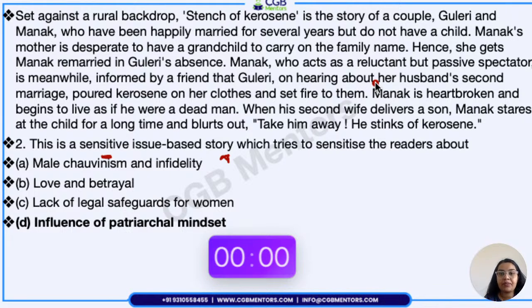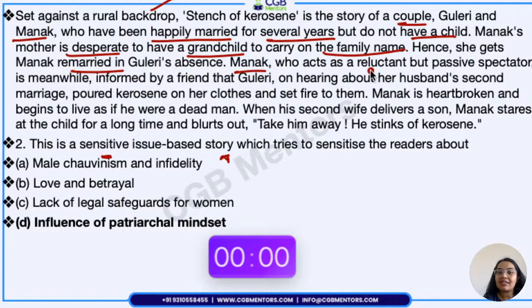Set against a rural backdrop is the story of a couple, Guleri and Manak, who have been happily married for several years, but they don't have a child. Manak's mother is desperate to have a grandchild to carry the family name. Hence, she gets Manak remarried in Guleri's absence.